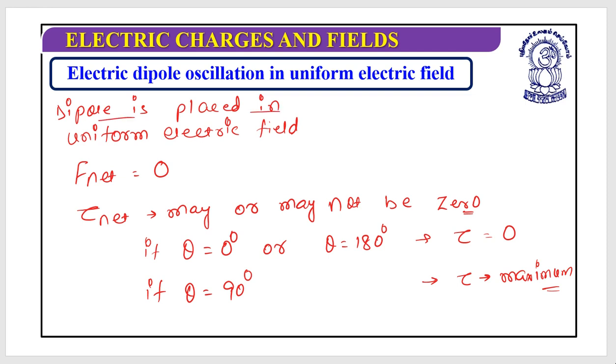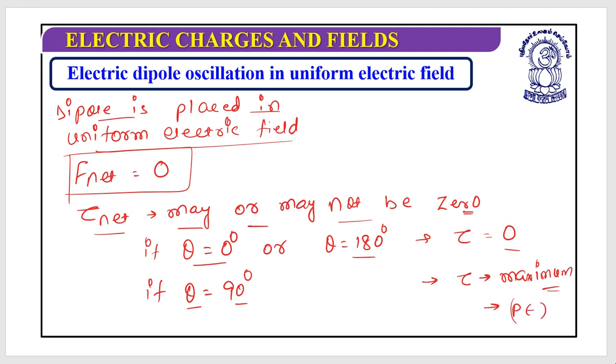If a dipole is placed in a uniform electric field, then for sure F net would be 0. But torque may or may not be 0. When would it be 0? If theta is equal to 0 or 180 degree, then the torque would be 0. But if theta is equal to 90 degree, then torque would be maximum. It could not be 0. And maximum torque means torque equals PE.